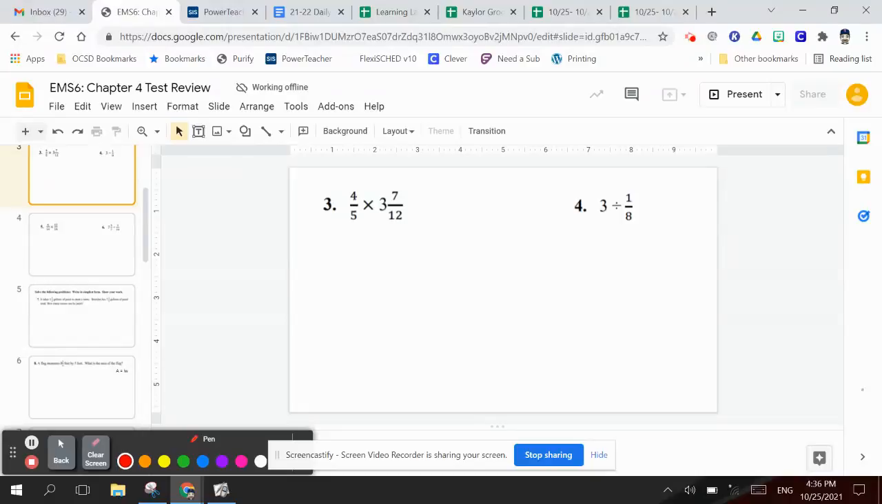Number 3, I have 4/5 times 3 7/12. So the first thing I have to do is my MAD method. I have to multiply, add, and my denominator stays the same. So I'm going to take 3 7/12. I take 12 times 3, which is 36. And then add that to 7 to get 43 over 12. And multiply that by 4/5.